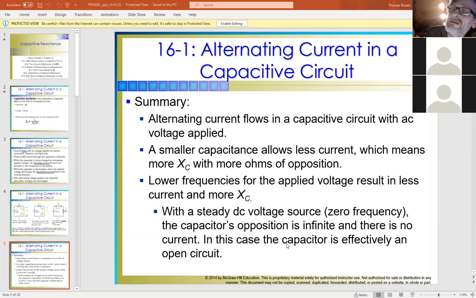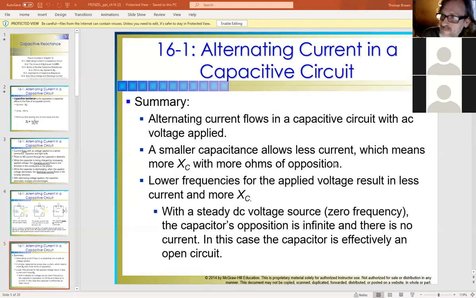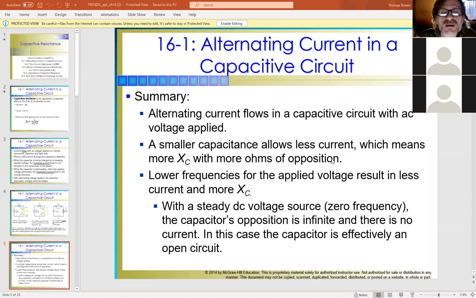Like in that case of the example, let's go back here, you get no light bulb shining whatsoever. And you have an energy source, right? Why is the light not shining? Well, this element is blocking all of that and treating it very much like an open circuit. You get no current through it.